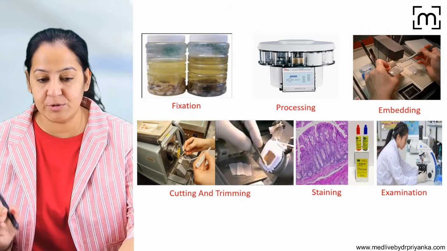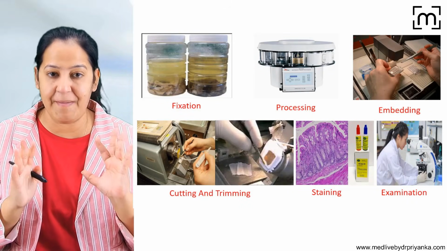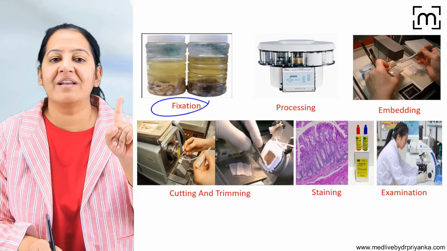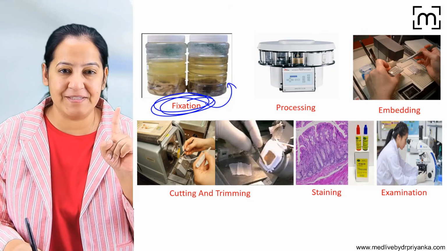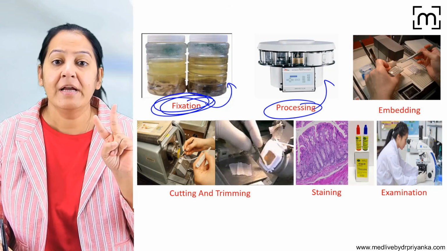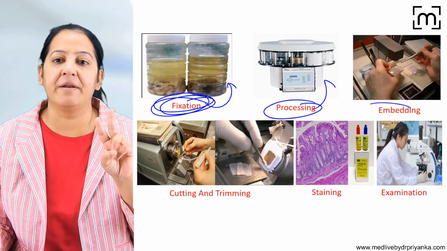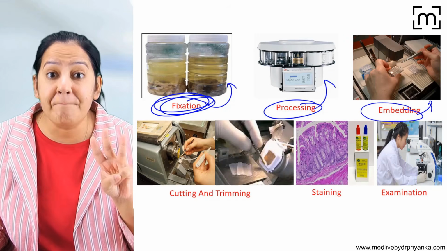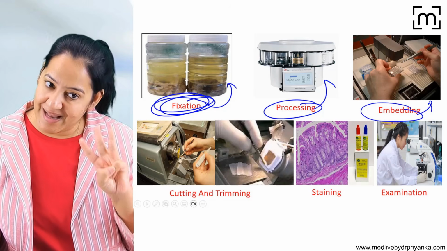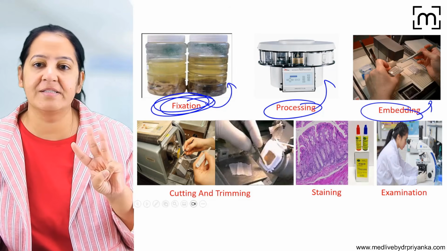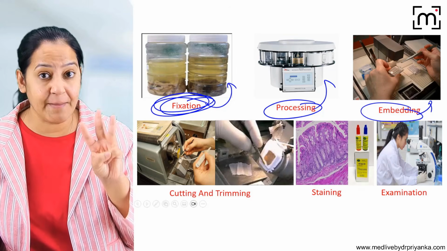I hope you got the 6 steps. What are the 6 steps? Can you enumerate now? Now you can imagine I've shown you the videos also. Number 1 is fixation. We will do it in 10% buffered formalin. Number 2 is processing in a tissue processor for overnight program. Number 3 is embedding. Embedding is done in wax. First, we take the molten wax, put the tissue, and then we will cool it and solidify it and take out the block. We get a paraffin block.